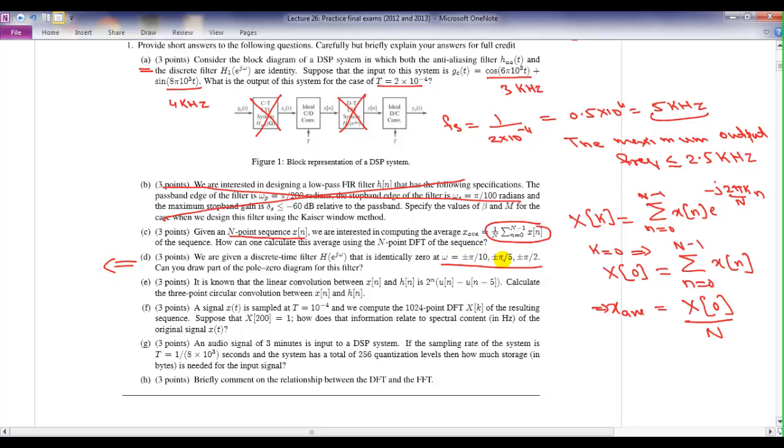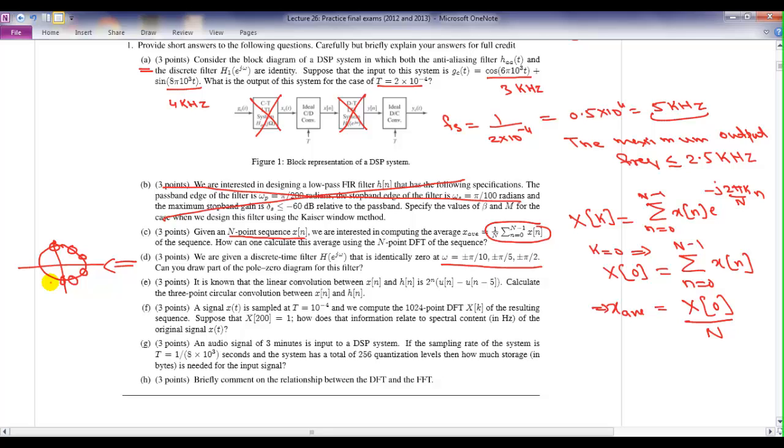We are given basically 6 locations where your frequency response is 0. So I draw this unit circle, and I must have a 0 at pi by 10 and minus pi by 10, right? So I have a 0 here and a 0 here, at pi by 5 and minus pi by 5, and at pi by 2 and minus pi by 2. This is at least part of the pole-zero diagram.